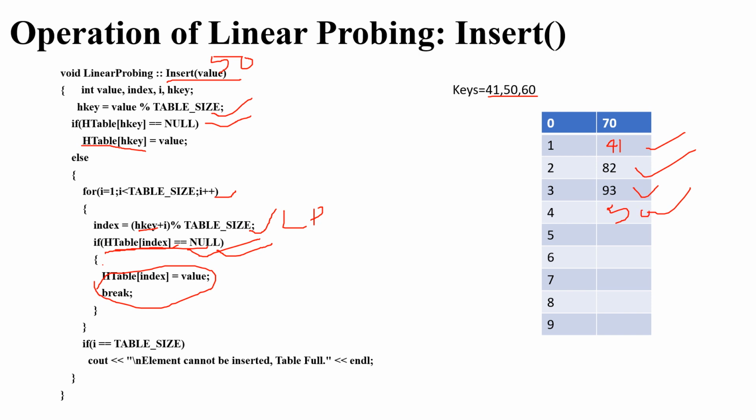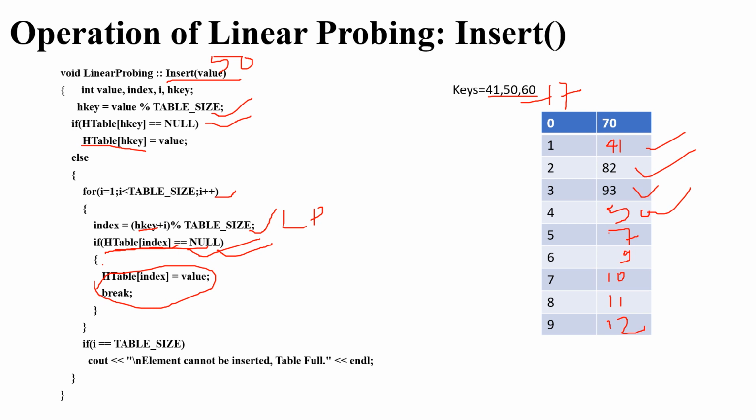Like that, you can do it for 60 also. Similarly, suppose this table is filled, and the fifth index, 7, 9, 10, 11, 12 are all occupied. Now my next element comes, suppose my next element is 70. I'm going to store 70 in this table.